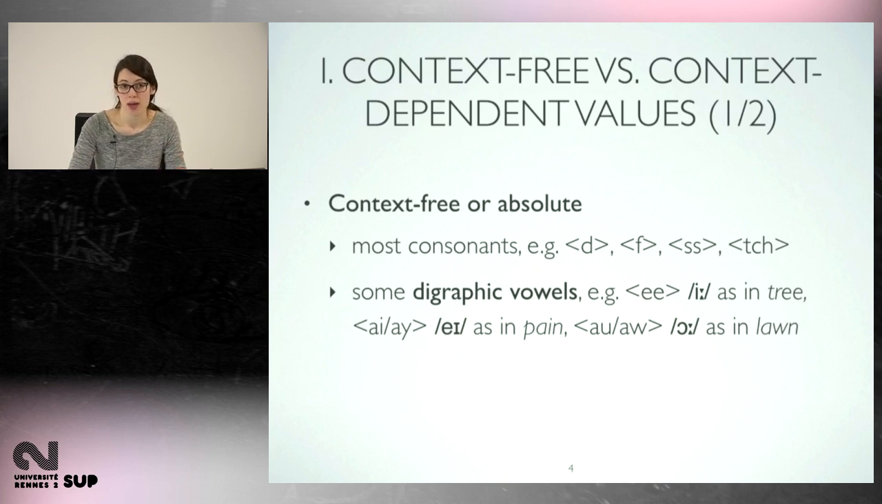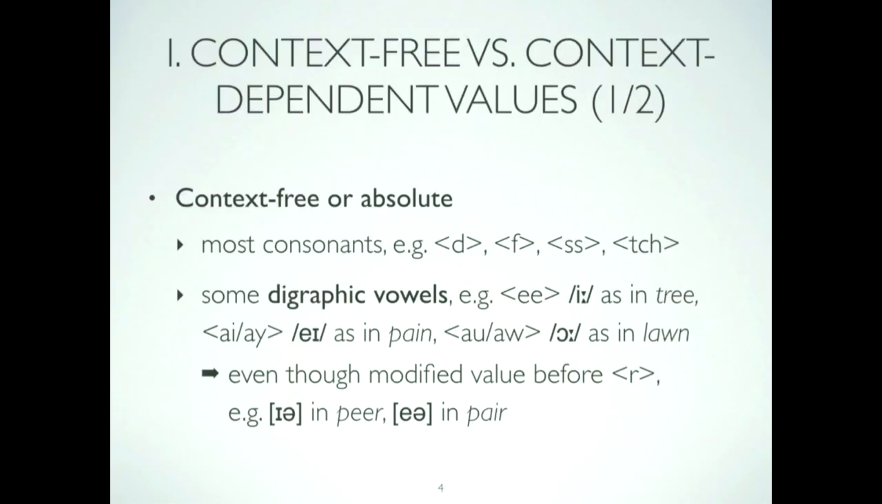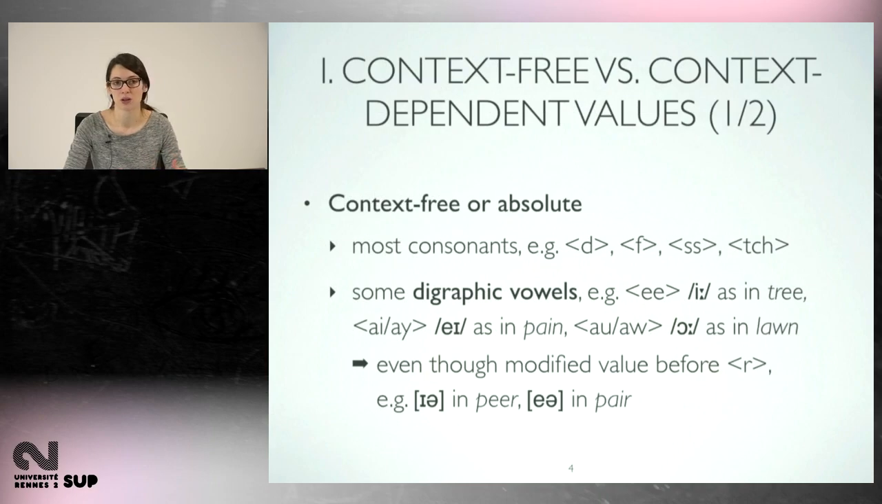The AU or AW, again, just like I and Y sometimes alternate with the AI, AY grapheme, the U and the W alternate as well. So in lawn, for instance, you have the AW grapheme, which is pronounced as O, and this is the only regular pronunciation of the AW grapheme. Now, the reason why digraphic vowels are sometimes not treated as context-free units is that they always have a second pronunciation where their value is modified when they occur before R.